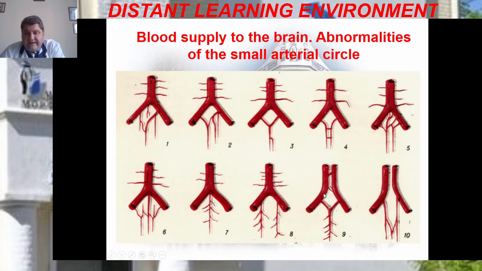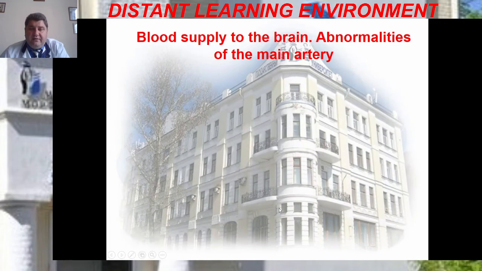You may see in pictures number 9 and 10 the absence of formation of the basilar artery. You may see here that the vertebral artery passes individually upward without formation of the basilar artery. But in these pictures you may see the absence of formation of the rhombus or small arterial circle.